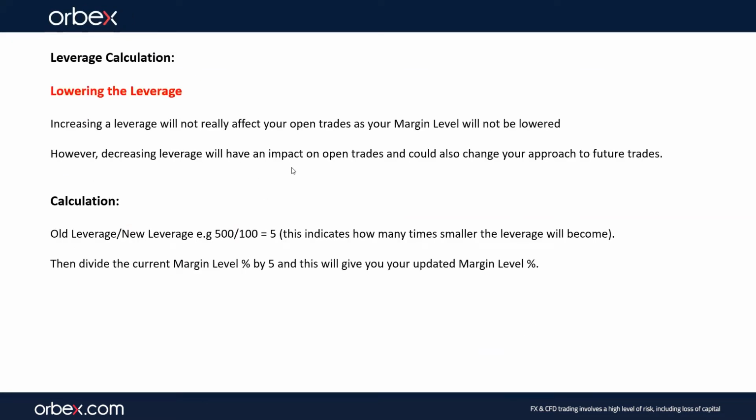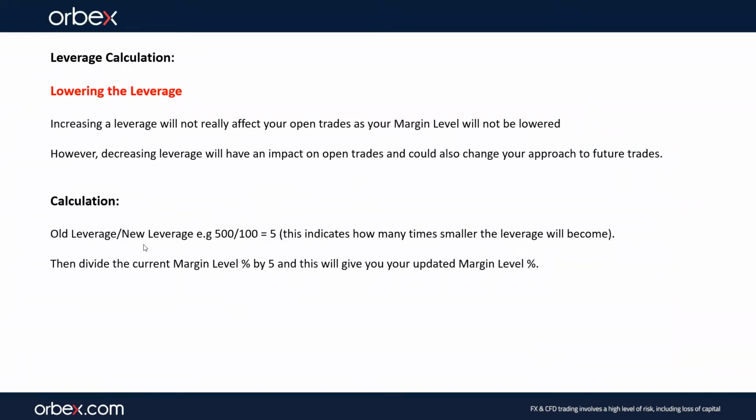So, leverage calculation. If we want to lower the leverage, now my leverage is 1 to 500 at the moment, but if I wanted to lower the leverage because I was thinking that I'm too over leveraged, I want to go down to maybe 1 to 100, maybe 1 to 50, 1 to 200, something like that. If I'm increasing my leverage, it will not really affect my open trades as my margin level will not be lowered. However, if we're decreasing the leverage, it will have an impact on open trades and could also change your approach to future trades. So let's see the calculation of this one, because it's actually very important as well.